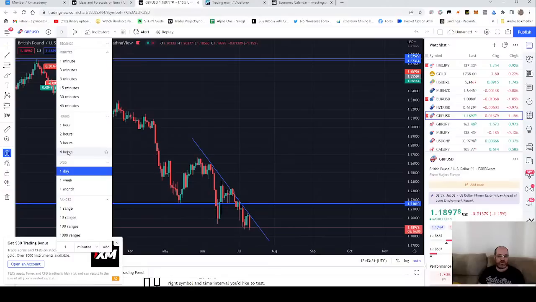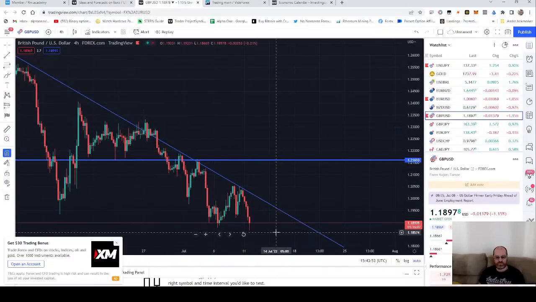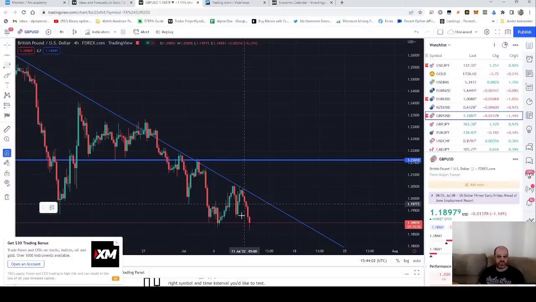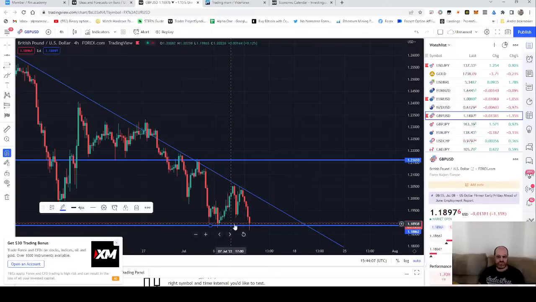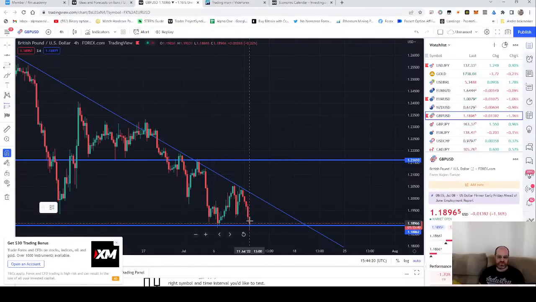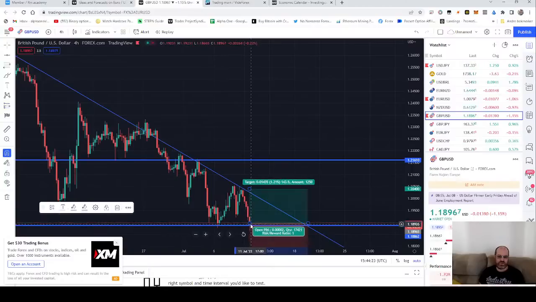If you take the 4 hour, maybe you see something. Yeah, you can see it now that we are in the support area. Let's take a horizontal. I will not trade against the trend here, but if you're daring, you can be looking for a long trade up to this resistance. It's a good enough trade. You can take a trade here right now.